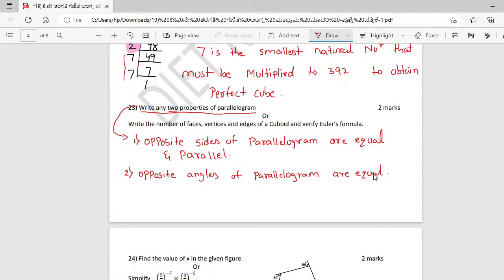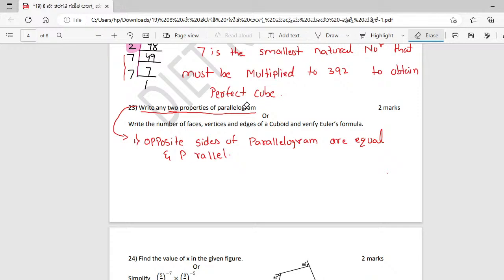Now we're going to solve the second option. Let me erase the first option's properties. If you have not copied it, pause the video and copy down each and every solution. Okay, let me erase this one.